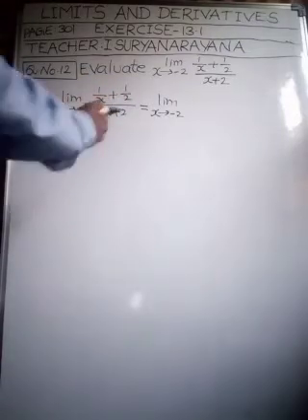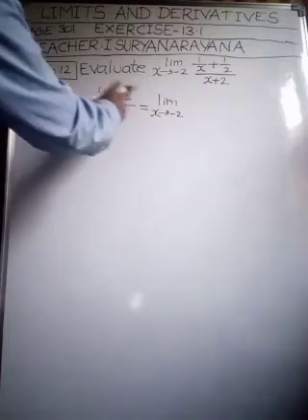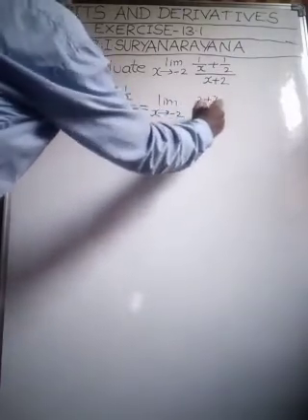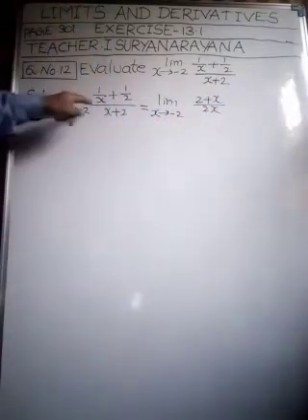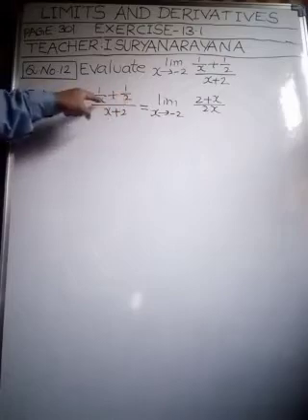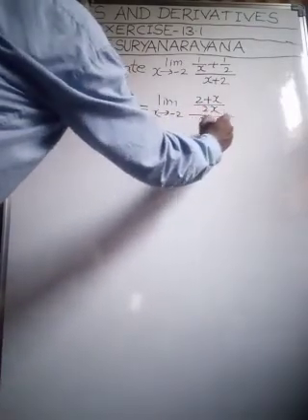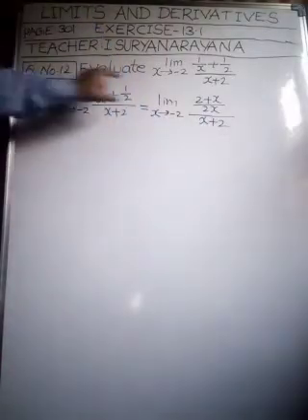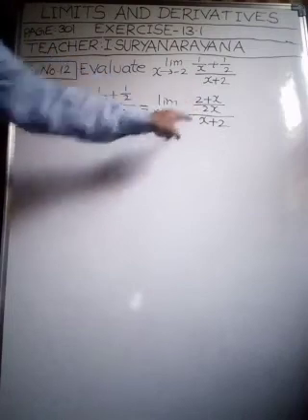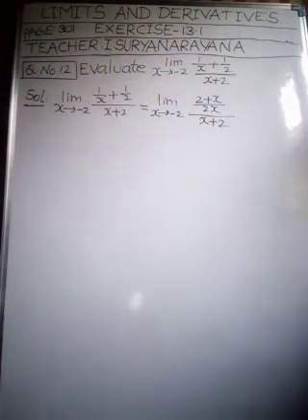What will you get here? 2 plus x by 2x. If you take LCM here, what will you get? 2 plus x by 2x whole divided by x plus 2. Understood this numerator part, my children? I have taken LCM, that is, for x and 2x the LCM is 2x, then we get 2 plus x. Understood this step, my children?